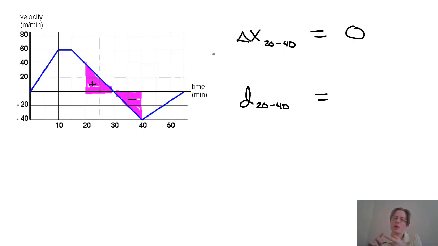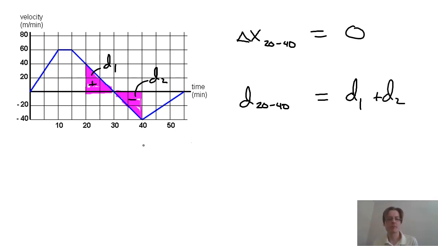So if you want to know how far it went out and back, you have to look at the distance covered between 20 and 40. Then you'd have to take the distance number 1, that's this one here, d1, and add it to the distance d2, looking at just the absolute values. So then you'd add both triangles up, ignoring the fact that one of them is negative, to get the total distance out plus the distance back again.